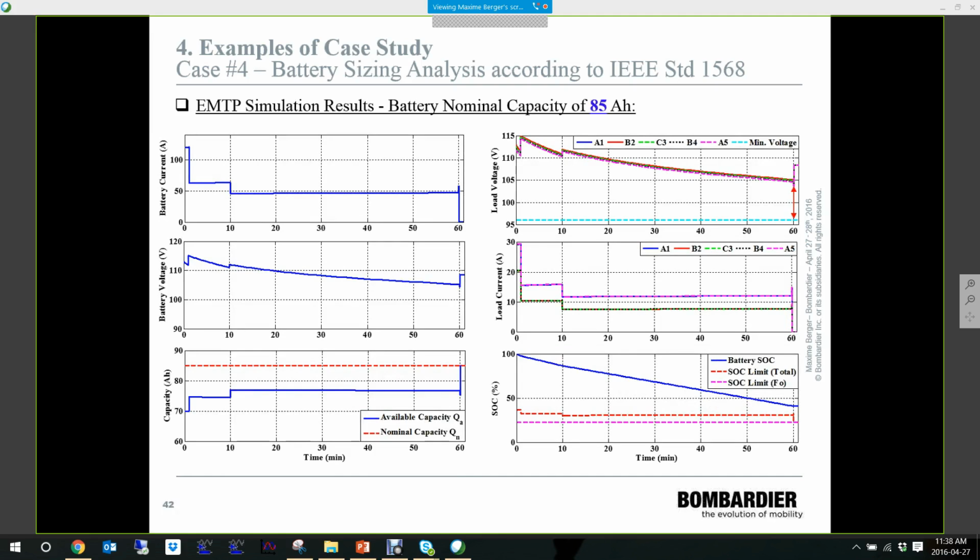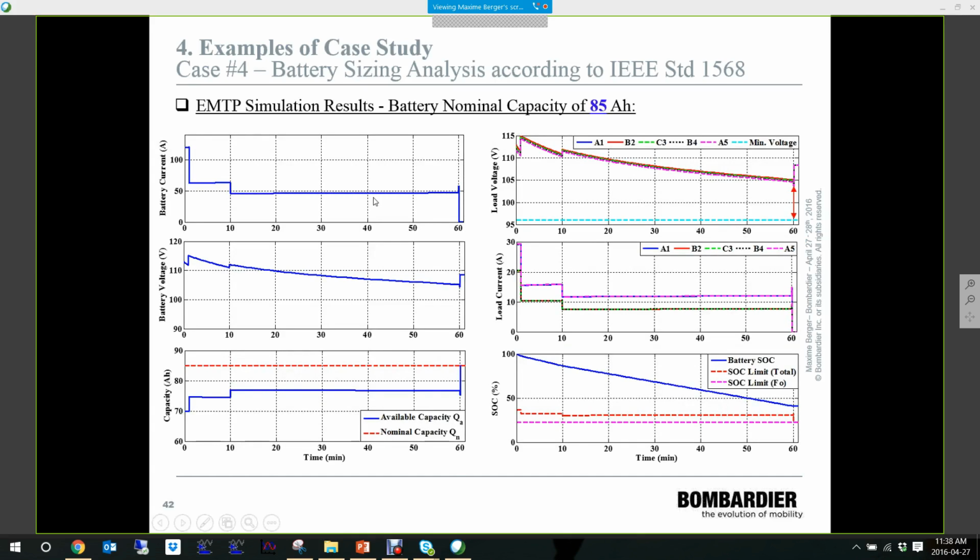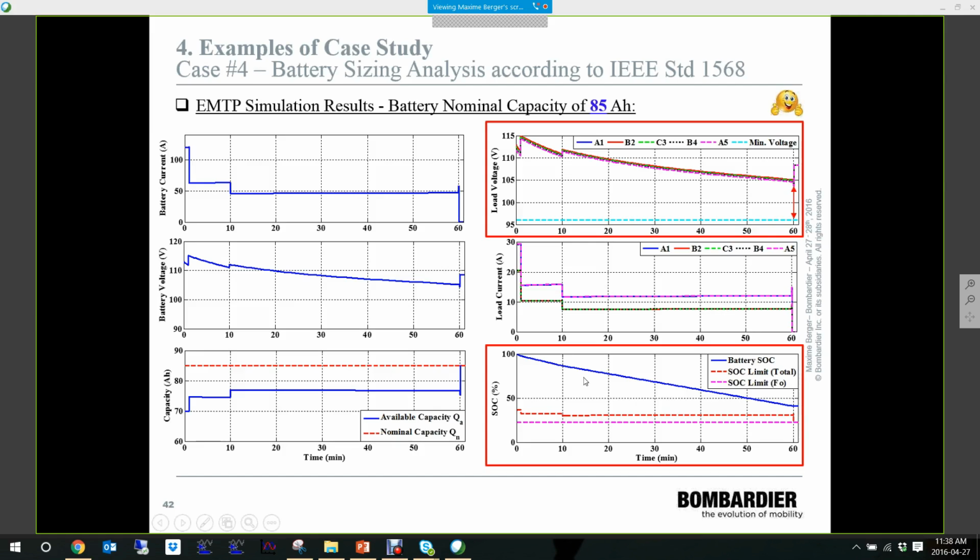Now, if we increase the battery nominal capacity from 65 to 85, we see that we gain in voltage margin, and now the available capacity is sufficient to support the emergency profile, because here we see that the battery SOC doesn't cross the SOC limit, which is the red dashed line here. So now the available capacity requirement is met.